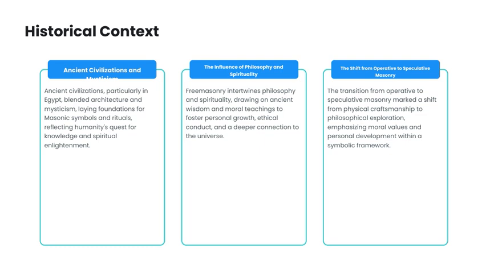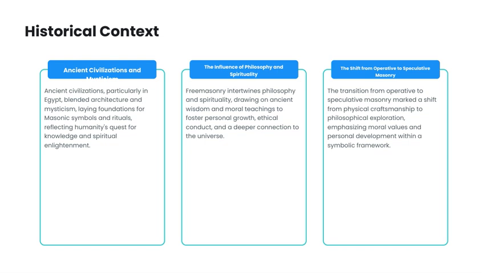Let's start by exploring the fascinating roots of Freemasonry in ancient civilizations. As you can see, especially in Egypt, there was a deep connection between architecture and mysticism. These early societies didn't just build structures, they embedded spiritual and symbolic meanings into their work. This laid important foundations for the symbols and rituals we see in Freemasonry today, reflecting humanity's ongoing quest for knowledge and spiritual enlightenment.